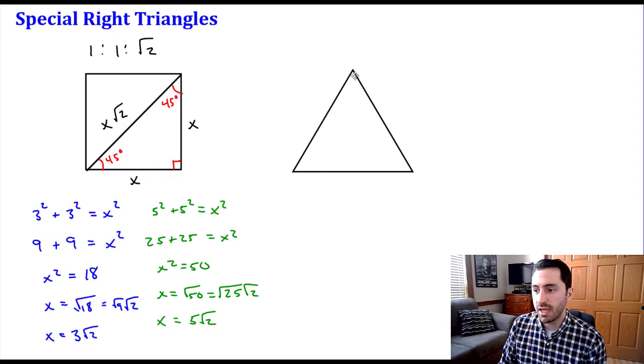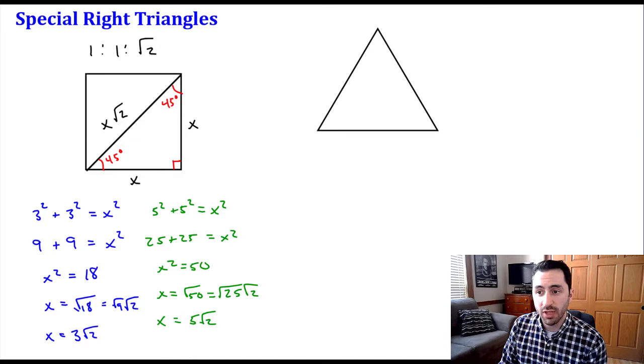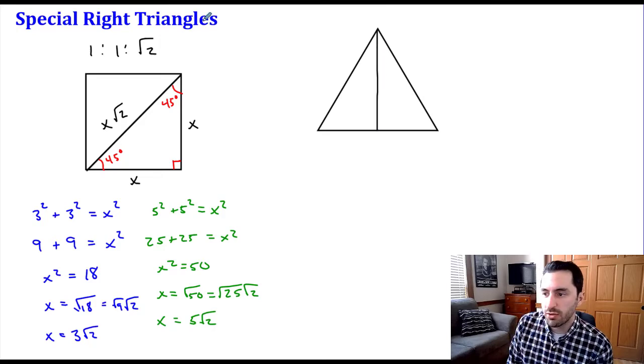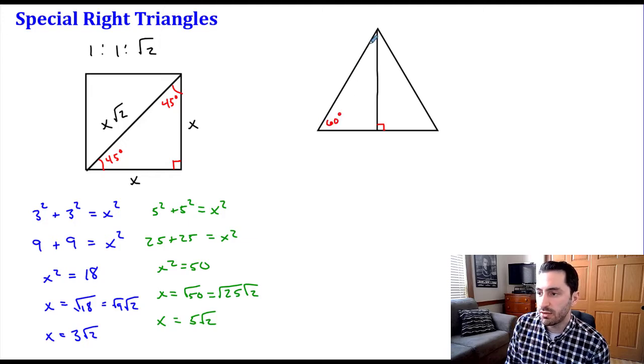Now, for the second special right triangle, 30, 60, 90, we're going to start with an equilateral triangle. And what we're going to do is drop in an altitude of this equilateral triangle. So dropping that straight down, we get a right angle like this. In an equilateral triangle, we know that all the angles are 60 degrees. And then this altitude is going to split this angle up here in half. So that means that this is 30 degrees. And that gives us our 30, 60, 90.